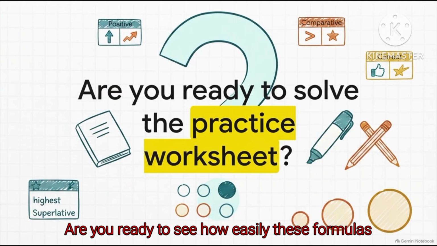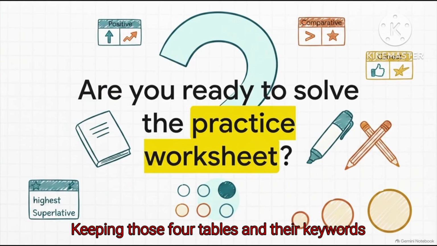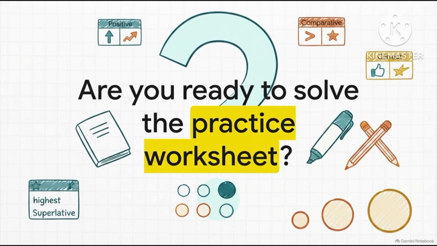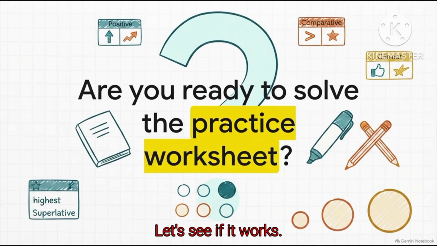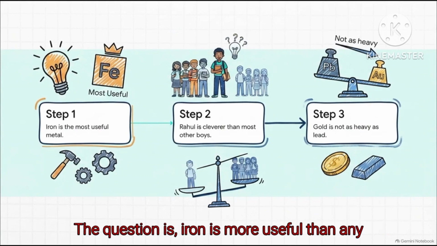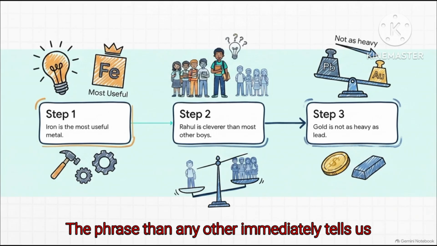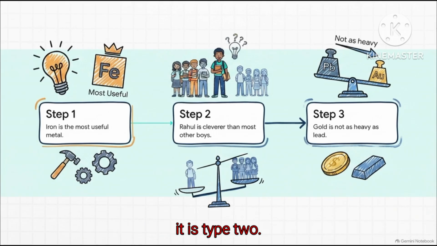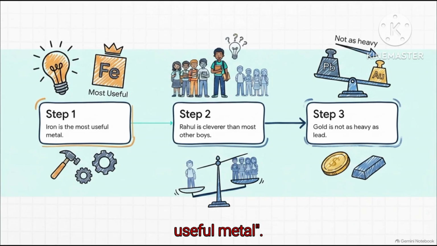Are you ready to see how easily these formulas solve the Class 10 practice worksheet? Keeping those 4 tables and their keywords firmly in our minds, let us check the answer key provided together. Let's see if it works. Look at step 1. The question is, iron is more useful than any other metal. The phrase than any other immediately tells us it is type 2. So the superlative is easily, iron is the most useful metal.